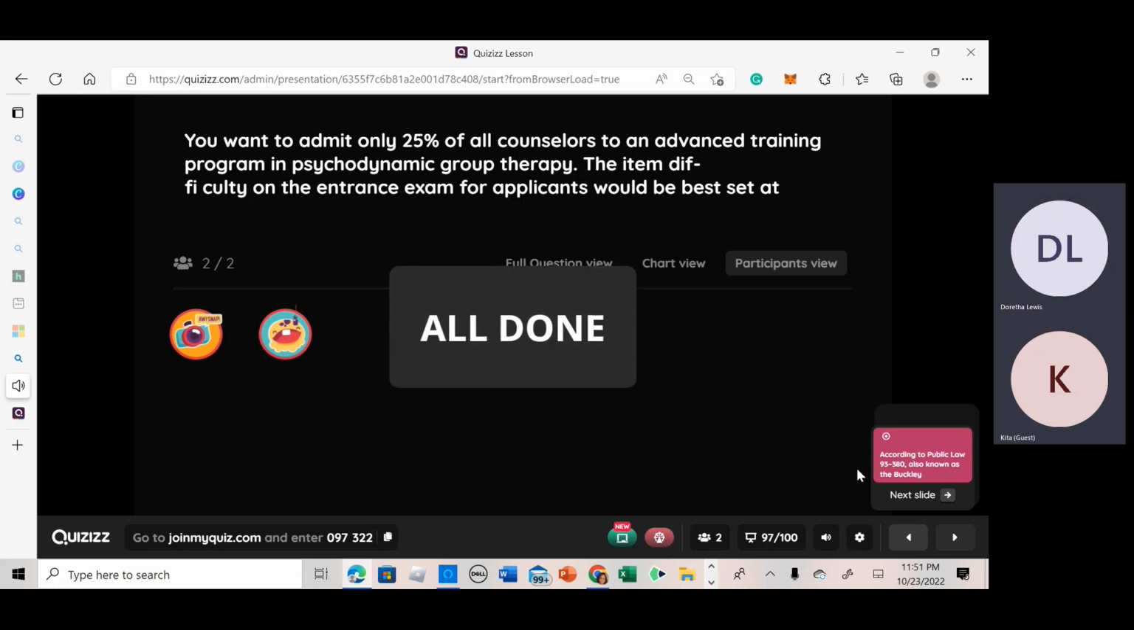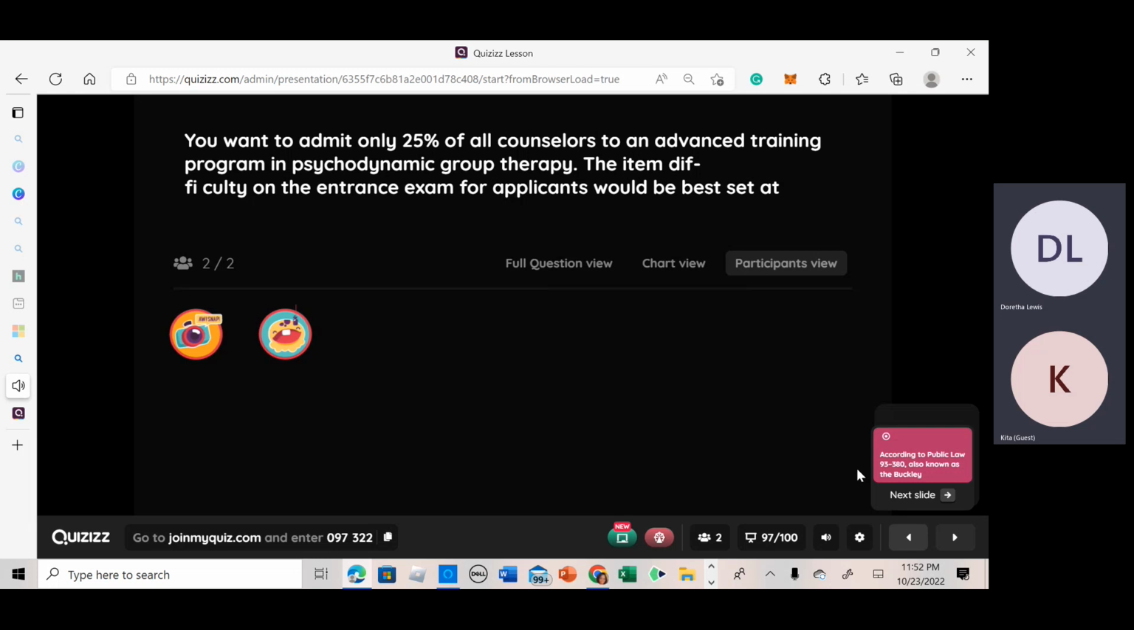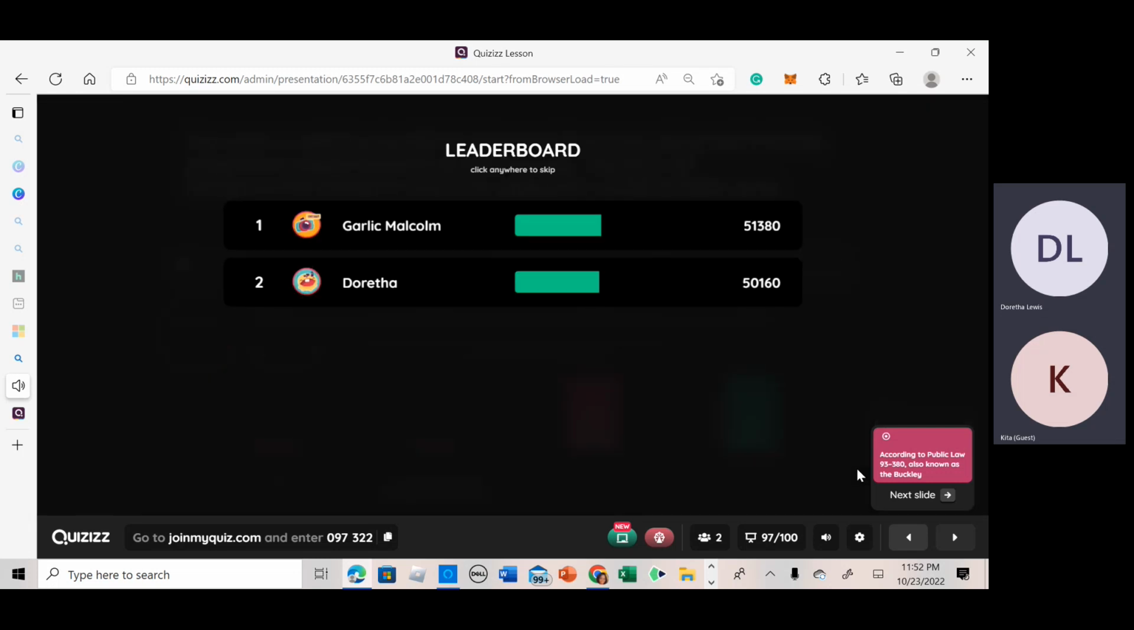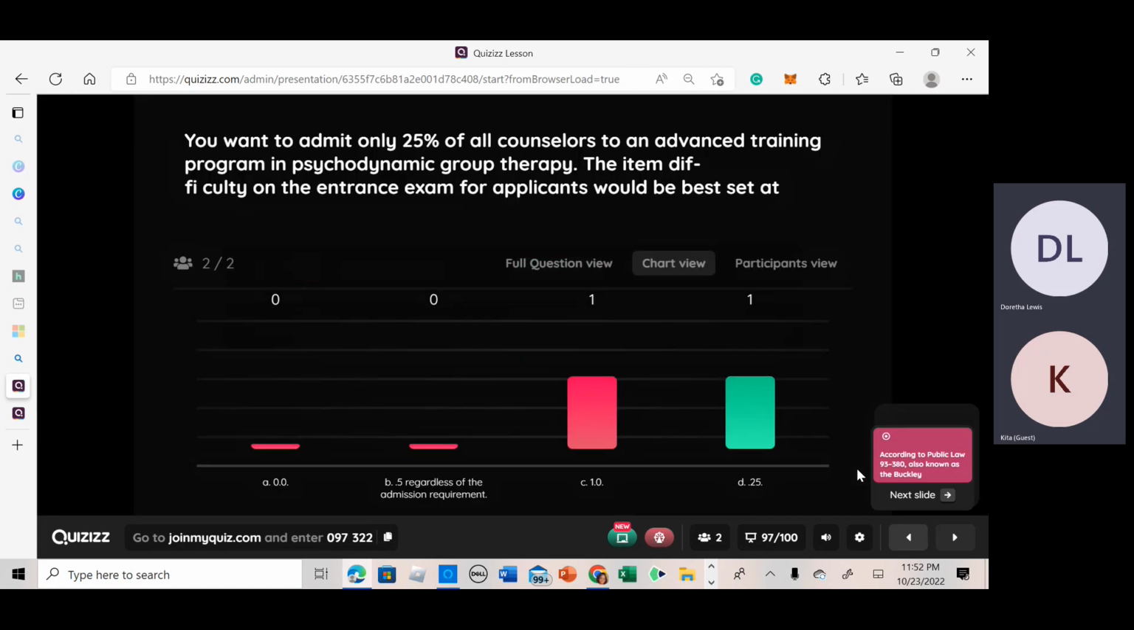You want to admit only 25% of the counselors to an advanced training program in psychodynamic therapy. The item difficulty on the entrance exam for applicants would be best set at 0.25, because you think of 0.25 as 25%.